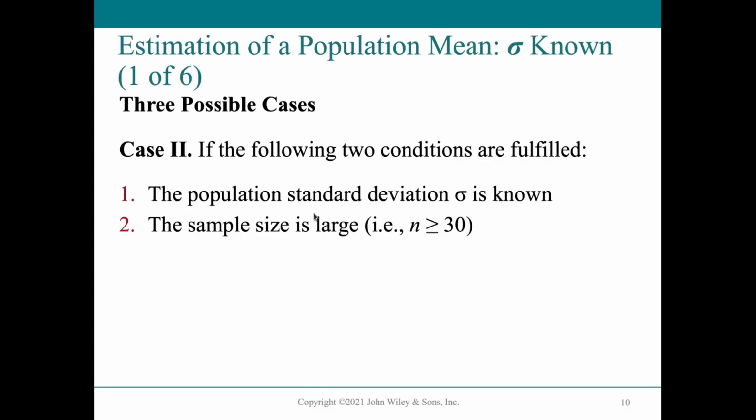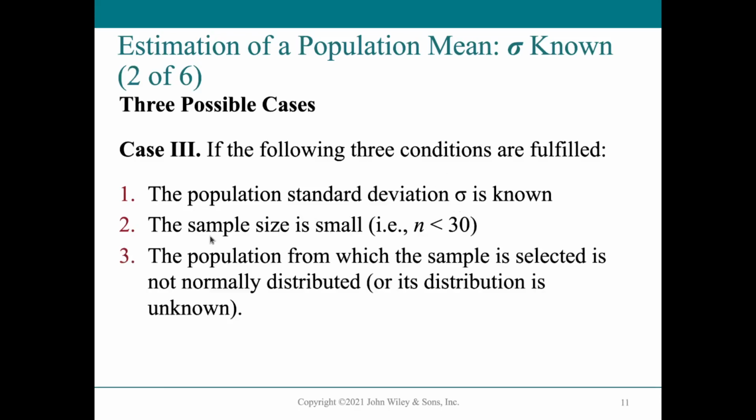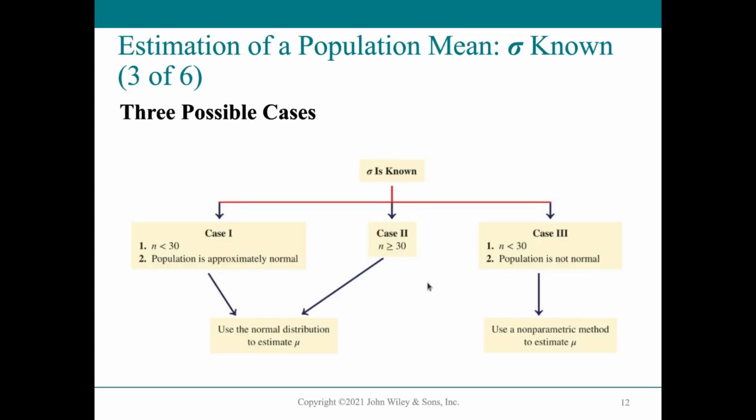A second case is that we know the population standard deviation, but we also have a very large sample size, which we consider to be greater than 30. And the third case is again a known population standard deviation but a small sample size, and we do not have a normal distribution. So in these cases, what should we do?